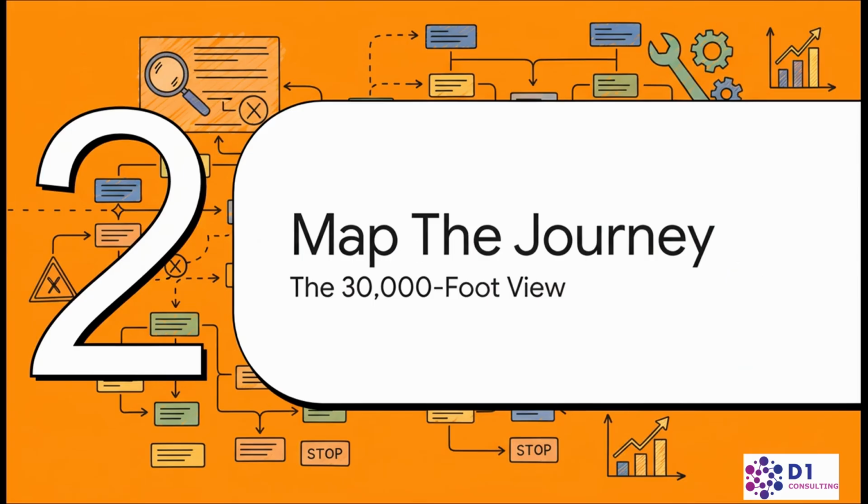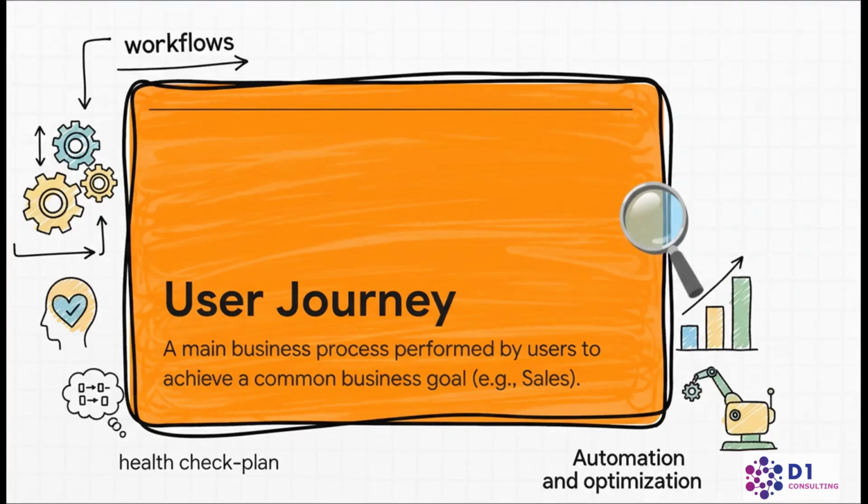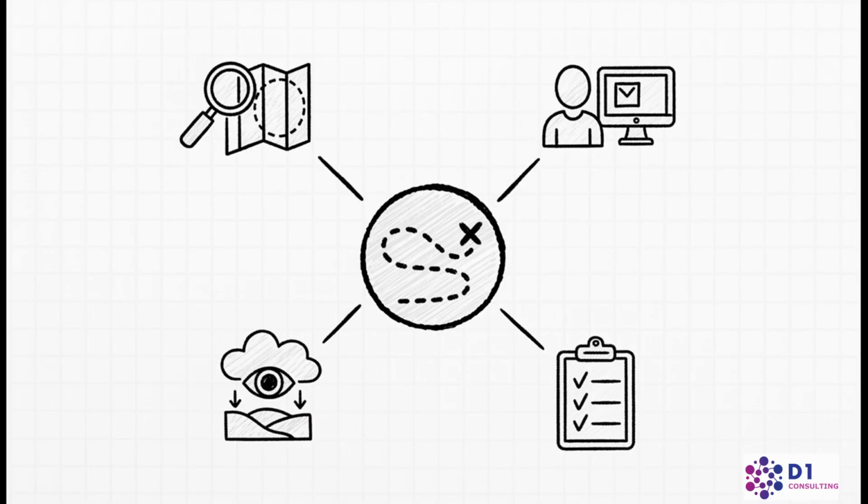Okay, so let's start at the very top of that funnel. We're mapping the overall journey. This is like our 30,000-foot view, looking down at the big picture. So what is a user journey? It's really just a main business process. Something big like your entire sales cycle, or the recruitment process, or how you handle project management. Just think of it as the complete story, from A to Z of everything that has to happen to hit a major business goal.